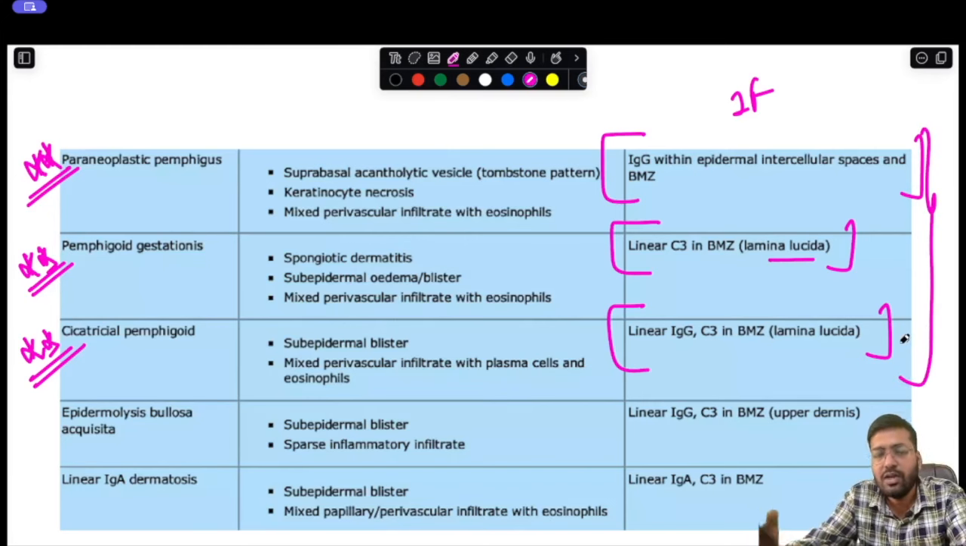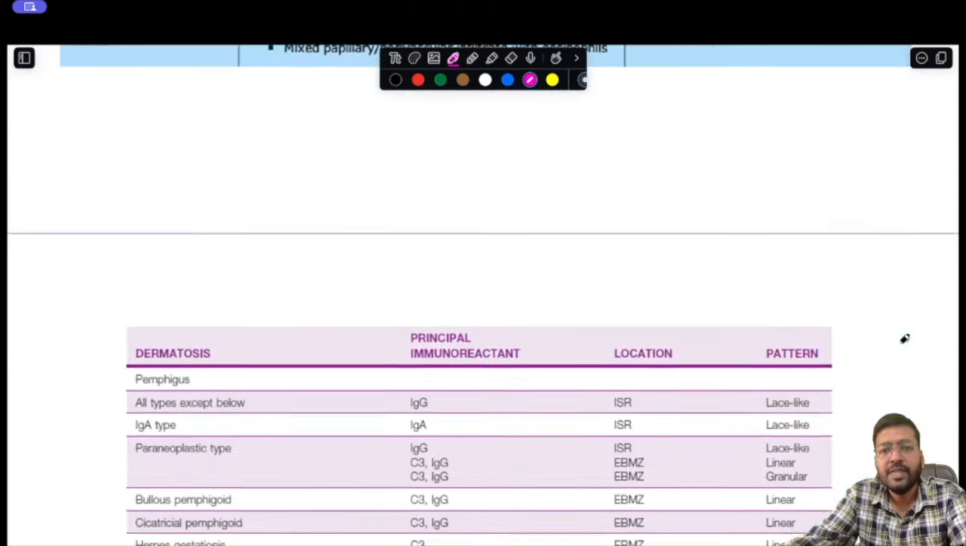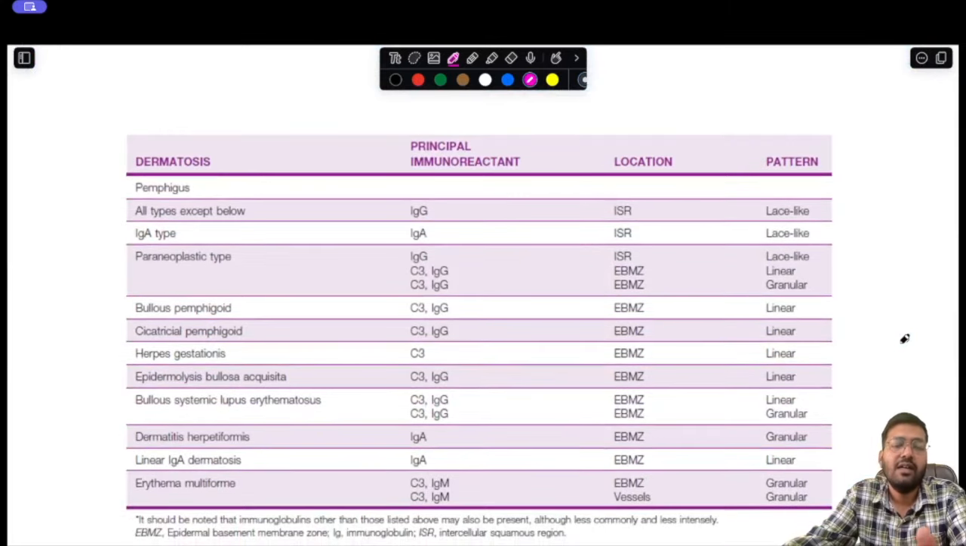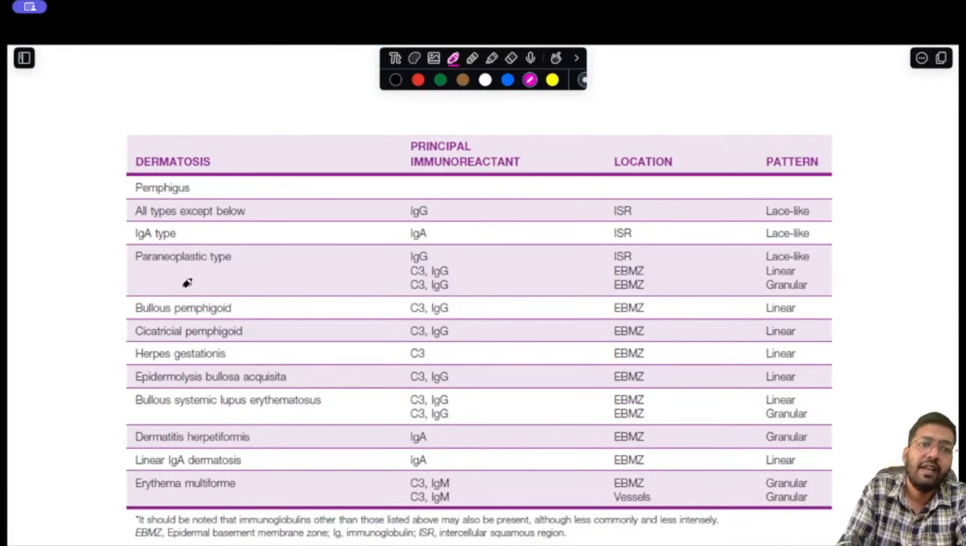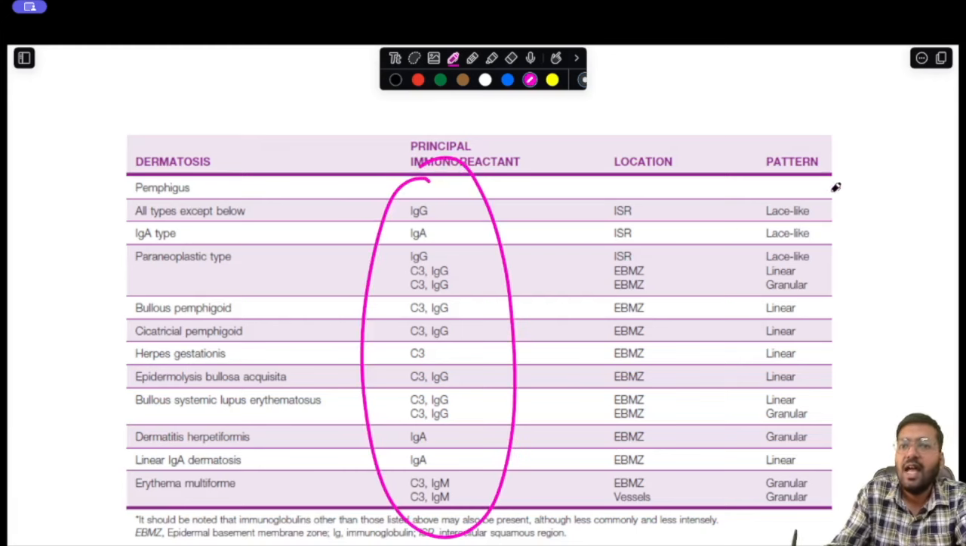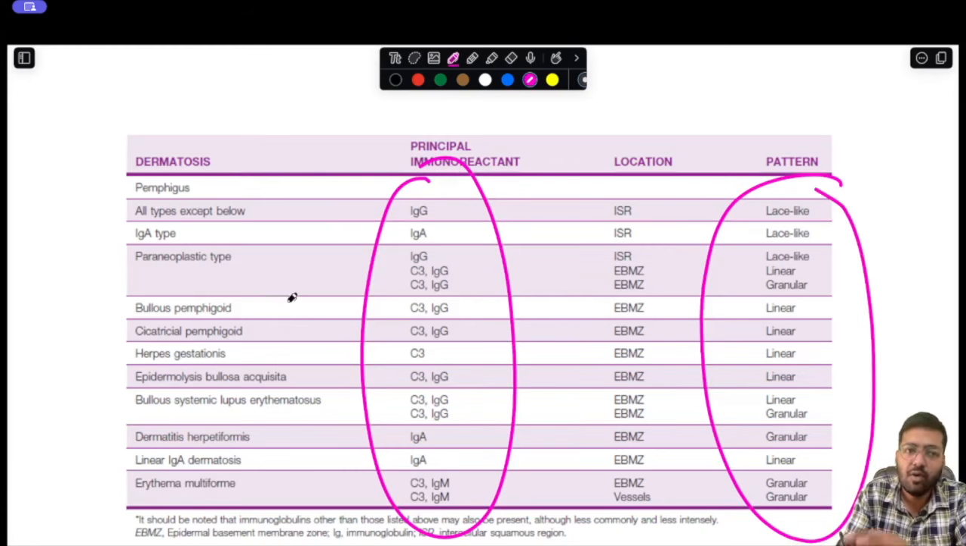But even if you don't include them, whatever we have read is more than enough for your exams to score very good marks. Now this is again a very important chart taken from Ackerman, wherein most of the different inflammatory dermatoses have been included, along with the principal immunoreactants and the pattern of immunofluorescence, which we have already discussed in detail. So again, I am not going into details of that.